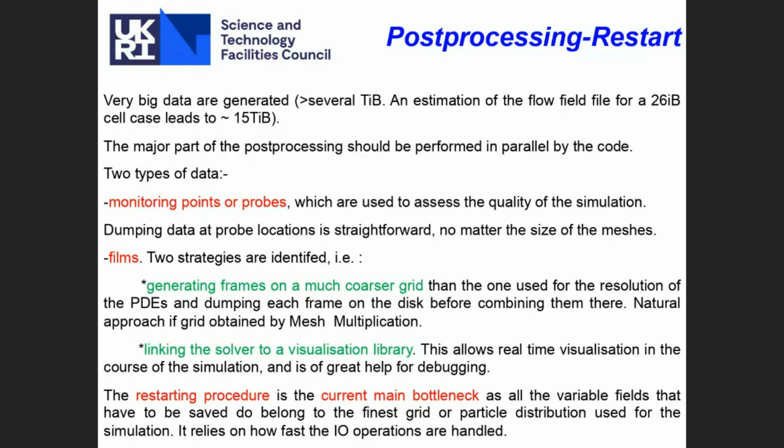Code Saturne is linked to a library called Catalyst, which is also part of ParaView. It's possible to dump PNG files, which are very small compared to a full post-processing file. Then these PNG files are just gathered to generate a film. Maybe tomorrow, if we have time, I can show you a video that we've been building. This was run on Archer with 98,000 processors, doing the plots only on the fly.